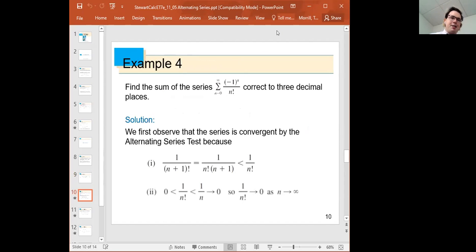So let us calculate the sum of the series starting at n equals 0, going up to infinity, where I'm taking -1 to the power n and dividing by n factorial. Just as a reminder, the factorial function is just the product of all the integers starting at 1 and going up to n. And 0 factorial is just defined to be 1.